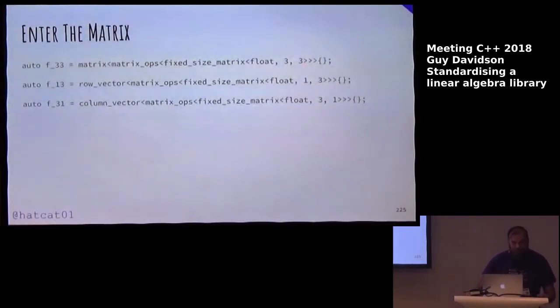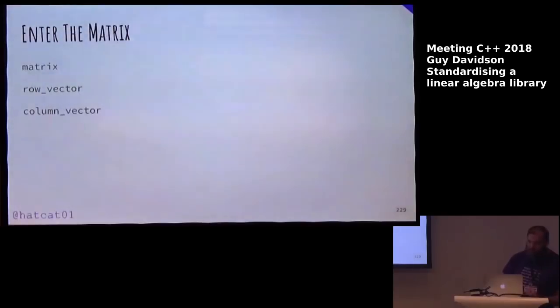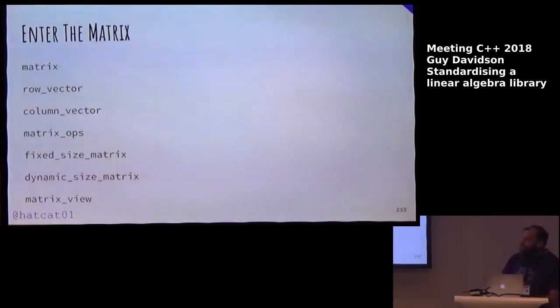Okay? So what do we deliver to the standard? Out of the box, I think we need to deliver something immediately useful and sufficiently performant. I think we should deliver the matrix, the row vector, the column vector class, one operations class, and the fixed size and dynamic size storage classes. And if mdspan makes it through LWG before this proposal, which it probably will, then the matrix view storage class should also be added.